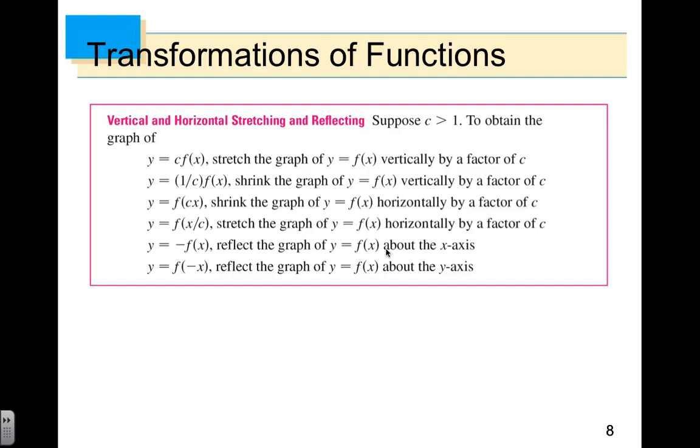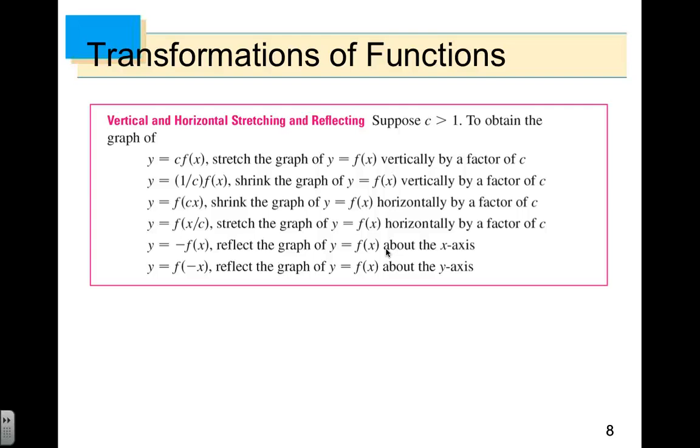So suppose the value c is greater than 1. To obtain the graph of y equals c times f of x, you're going to stretch the original graph vertically by a factor of c. If it's 1 over c times f of x, you're going to shrink or compress the graph vertically by that factor of c.